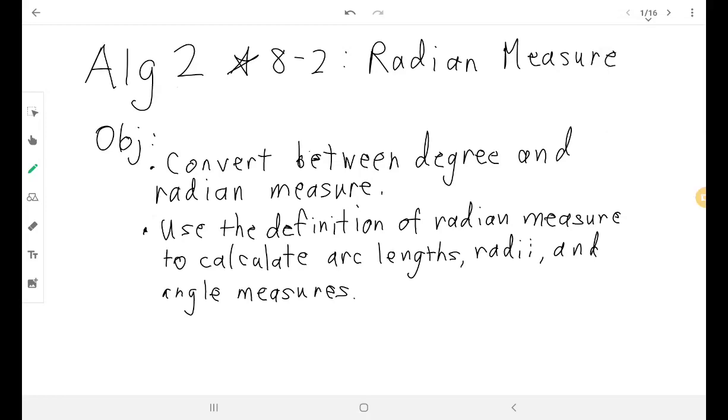Hello, Algebra 2. We'll be talking today about Edgenuity Section 8-2, which is called Radian Measure. We're going to have a couple objectives for this. The first is to convert between degree and radian measure, and the second is to use the definition of radian measure to calculate arc length, radii, and angle measures.